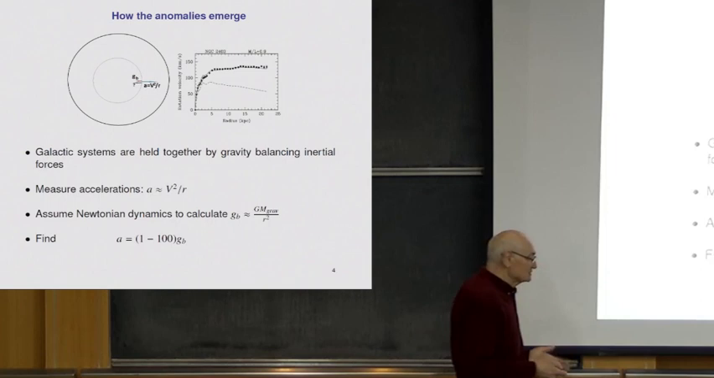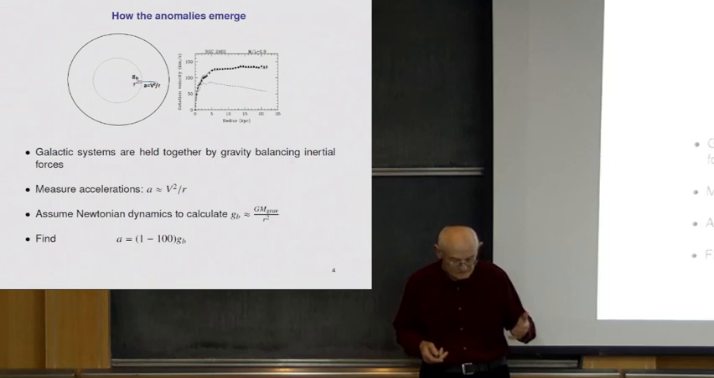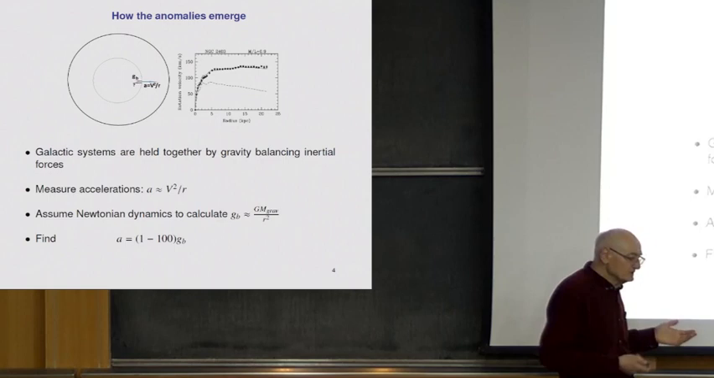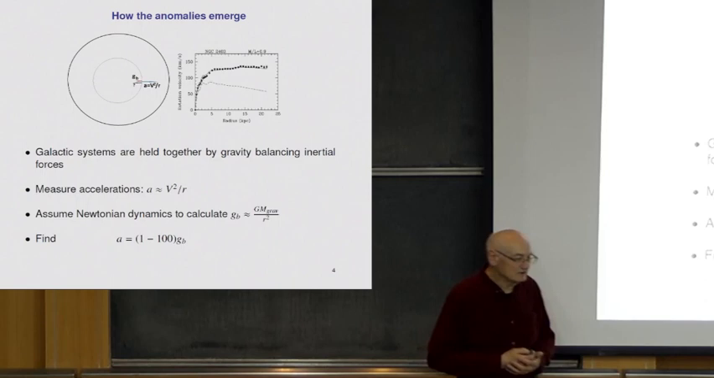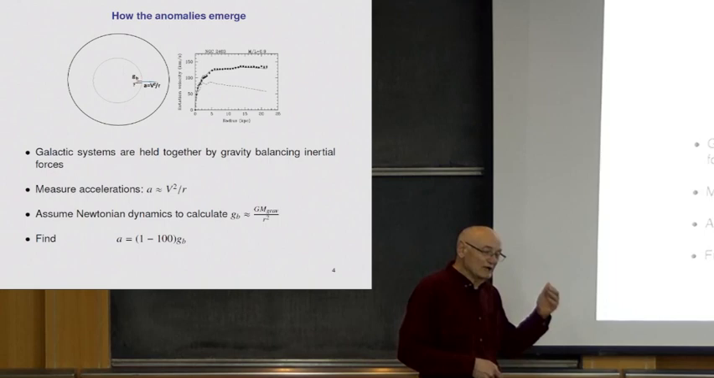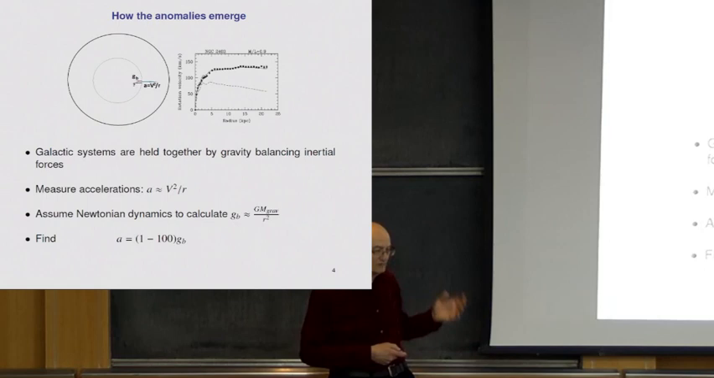On one hand, the mainstream solution to this problem is to invoke large quantities of additional matter, called dark matter, which has to be present in those systems in just the right quantities and distribution to account for the missing gravity, so to say. Quantitatively, what you need is a factor of between 1 and sometimes going up to 100 times. So it's not a small effect. It's not a few percent, not a few tens of percent.